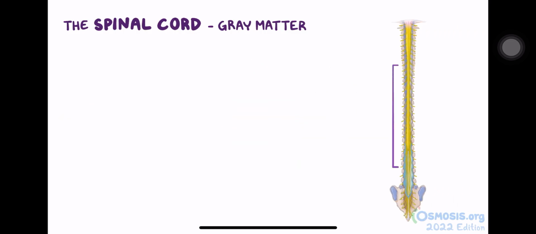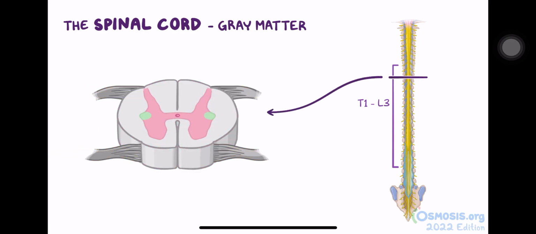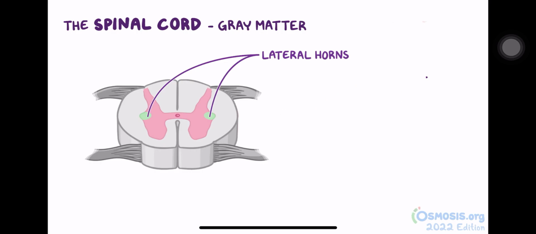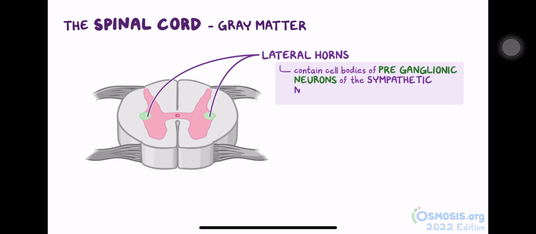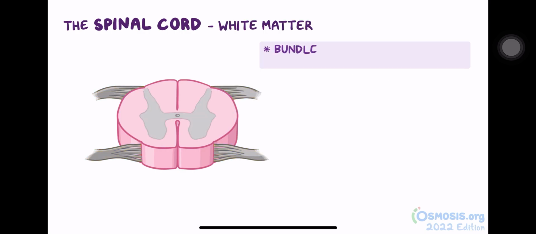Now, the gray matter in the T1 through L3 spinal cord segments has a small lateral projection known as the lateral horn. The lateral horn is located between the dorsal and ventral horns and contains the cell bodies of preganglionic neurons of the sympathetic nervous system, which mediates the fight-or-flight response, including increasing heart rate and dilating bronchioles to increase air intake. The gray matter is surrounded by white matter, which consists of bundles of axons that carry information to and from the brain. These axons are organized into bundles called tracts or pathways.